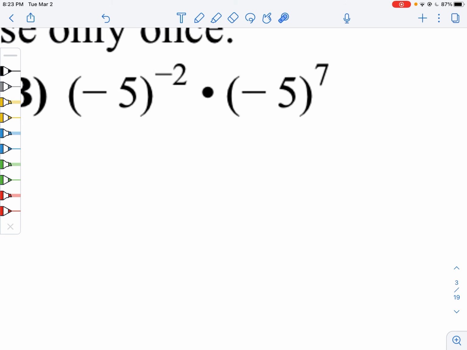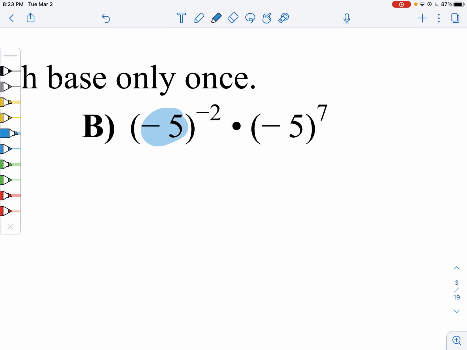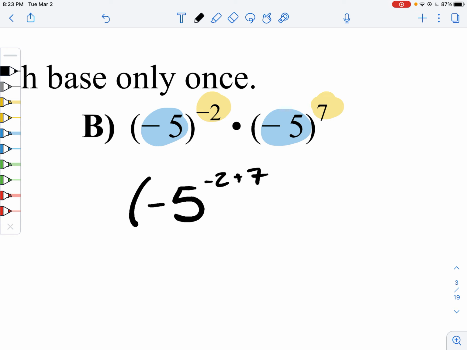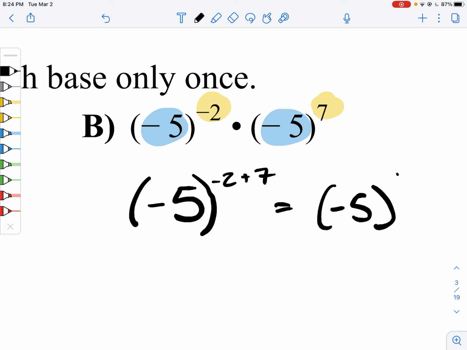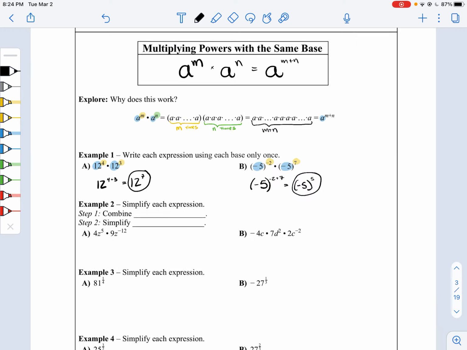Boom. Hey, look, we have this again. It's the same base. We've got negative 5 to the negative 2nd, and to the 7th power. Coolio. So that's negative 5 to the negative 2nd plus 7th power, but since it's negative, we put it in parentheses. Cool. So that gives us negative 5 to the negative 2 plus 7, which is 5. And we're all set. Nailed it. Isn't that great? That's great.